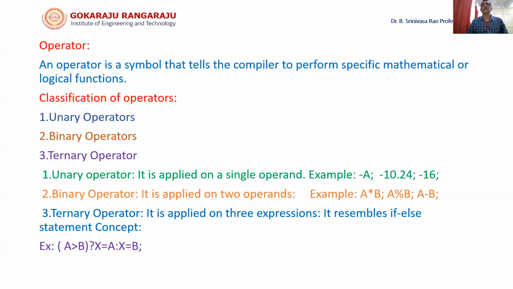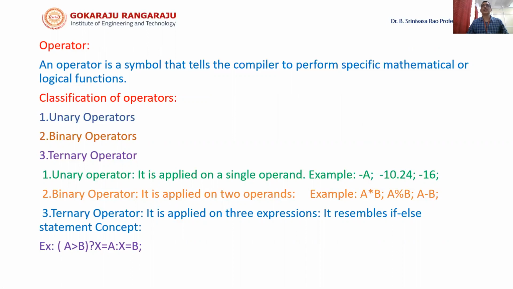An operator that is applied on two operands at a time is said to be binary operator. For example, plus, minus, multiplication, division, etc. All these are examples for binary operators. And here an example is shown: A star B, here star indicates multiplication. So A star B, here A and B are two operands and star is the operator, and that is applied on both operands A and B, and hence it is a binary operator.